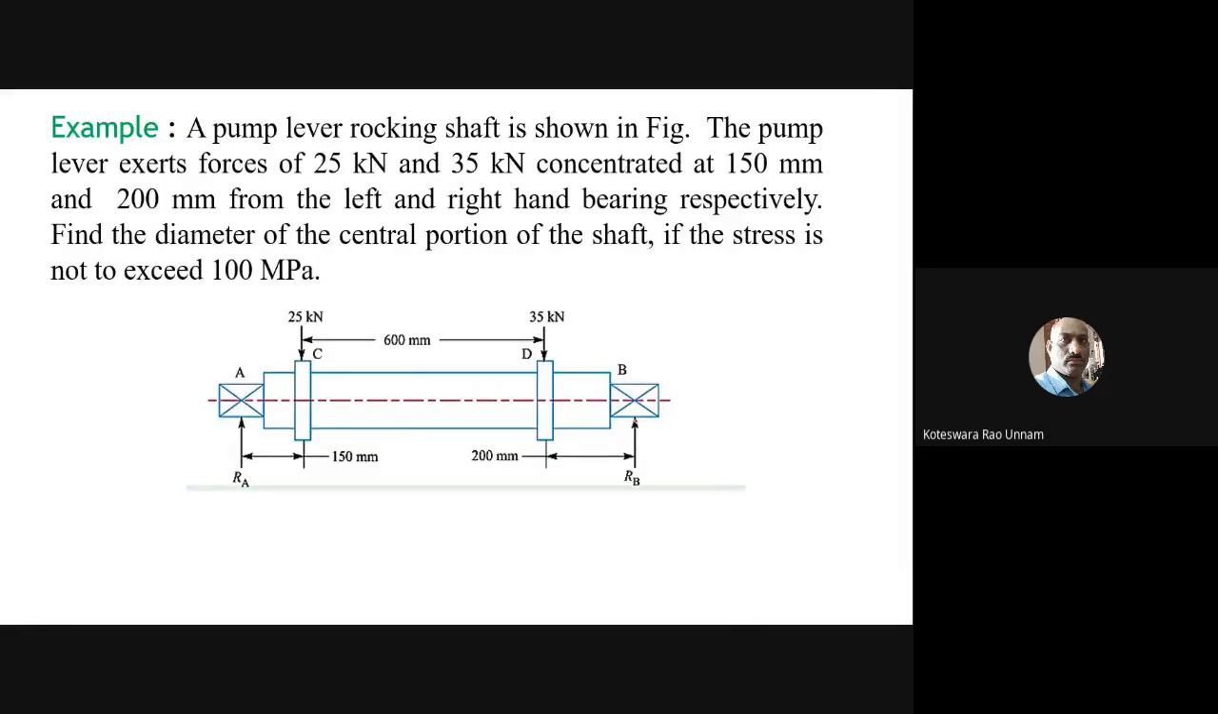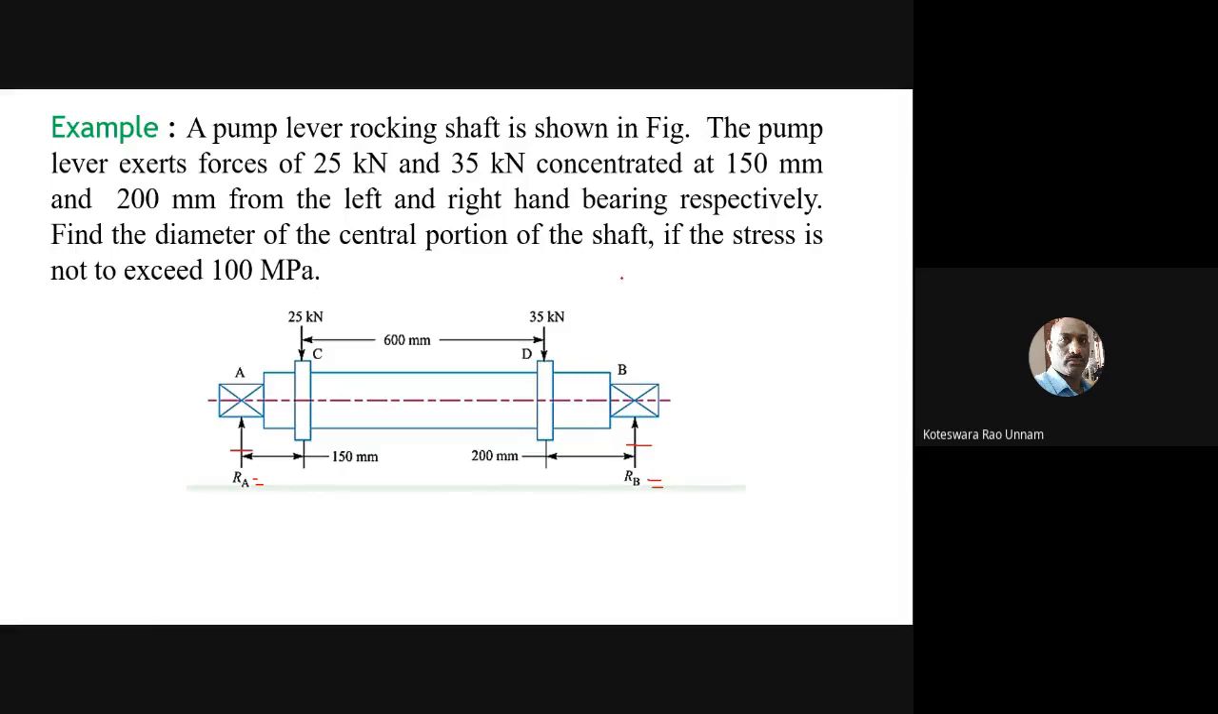So to draw the shear force bending moment diagram, the first thing we need to do is calculate the support reactions. What is the magnitude of RA and what is the magnitude of RB? By looking at this, I can directly write the value, but this is the beginning class, so I'll tell you the procedure for how we can calculate this.